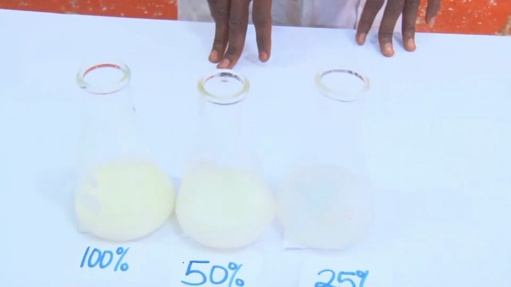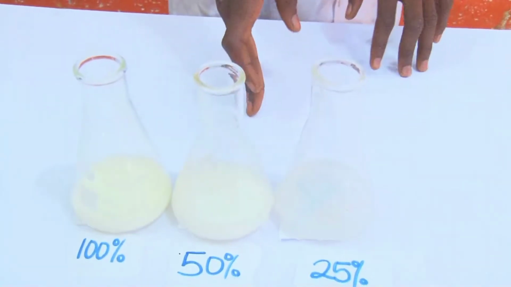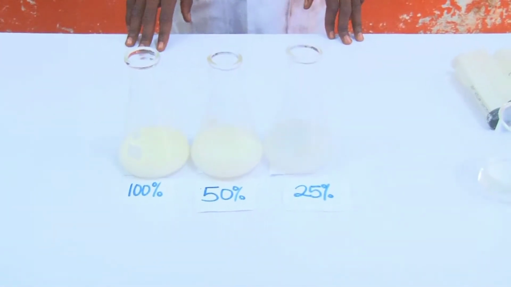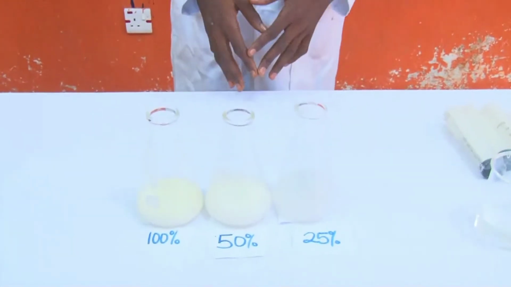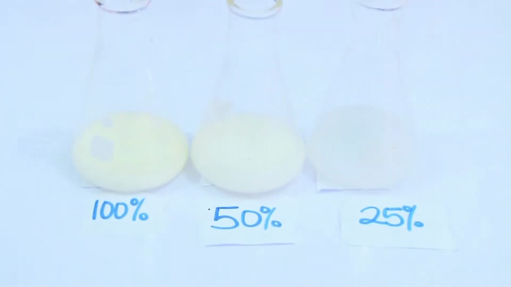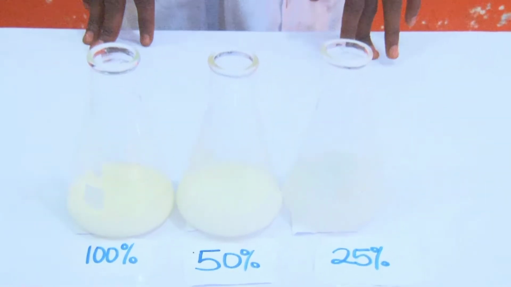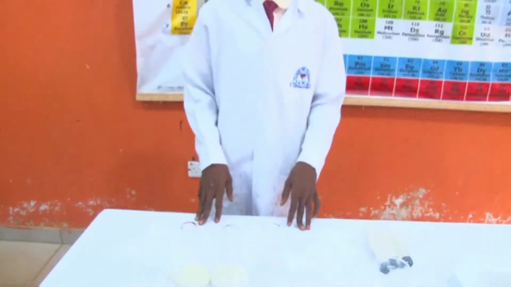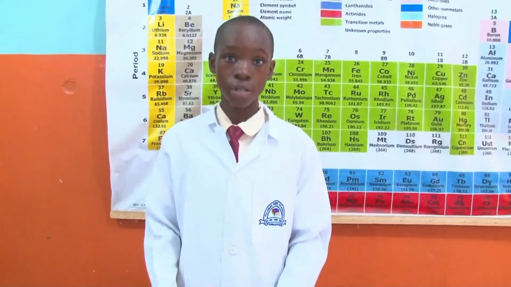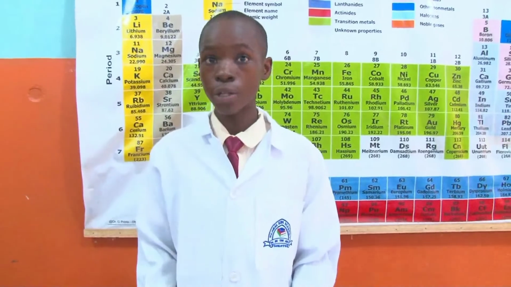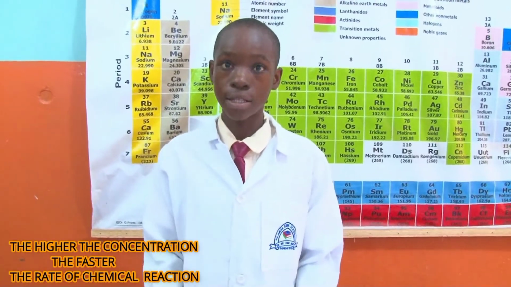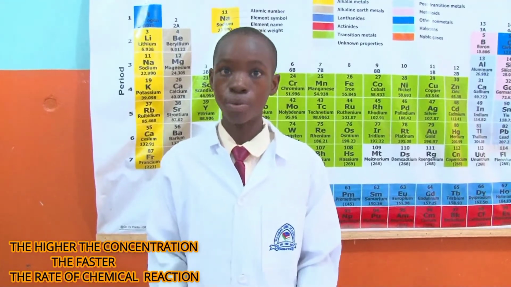Now, dear viewers, can you see that the X is beginning to fade? Now, in conclusion, what did we find out? Now, we found out that the conical flasks with the highest percentage precipitated faster than that of 50%. And that of 50% precipitated faster than that of 25%. So, the higher the concentration of reactant, the faster the rate of chemical reaction.